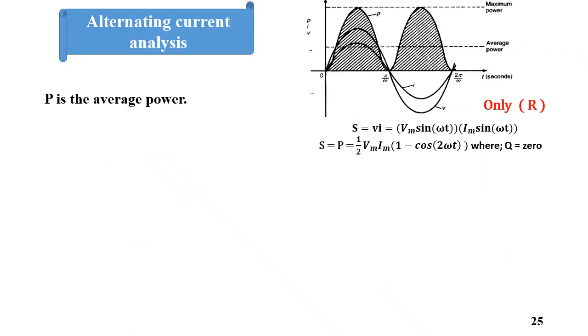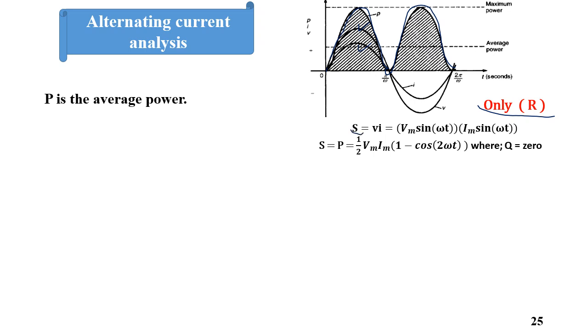Alternating current analysis, the power is the average power. We have for a resistance, the power as a multiplication of the current and the voltage, which is always positive for the positive half cycle, and for negative current and voltage it is also positive.